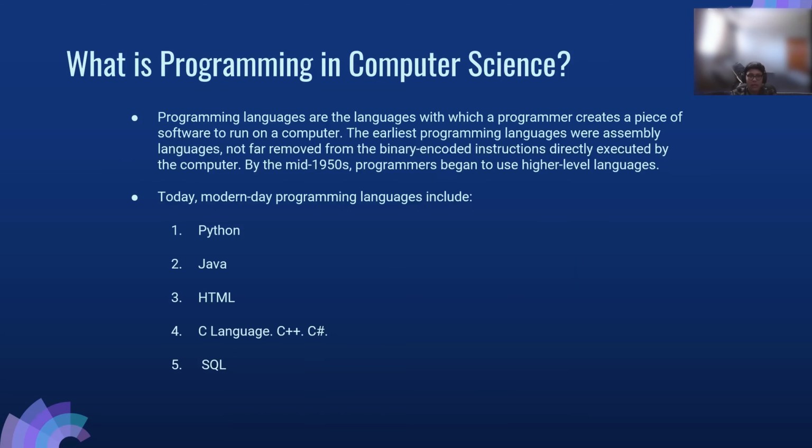Nice. Now that you're back, what is programming in computer science? Programming languages are the languages with which a programmer creates a piece of software to run on a computer. The earliest programming languages were assembly language, not far removed from the binary encoded instructions directly executed by the computer. By the mid-1950s, programmers began to use higher level languages. Today, modern day programming languages include Python, Java, HTML, C language, C++, and SQL.